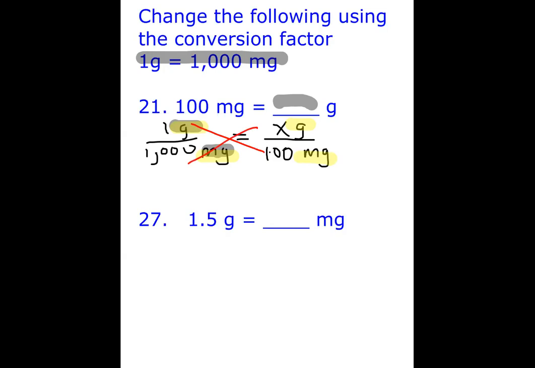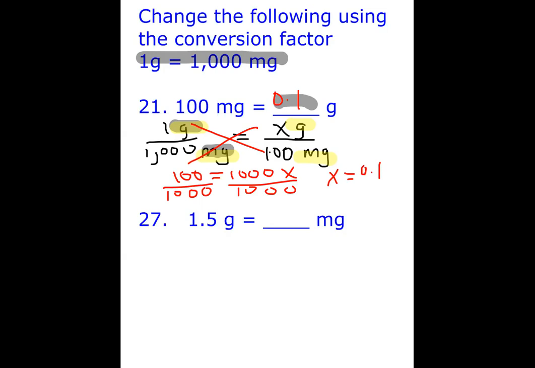So 1 gram times 100. So 1 times 100 is 100. X times 1,000 is 1,000x. Divide by 1,000. Plug that into our calculator. So we have X is equal to 0.1. So that's our answer, 0.1.